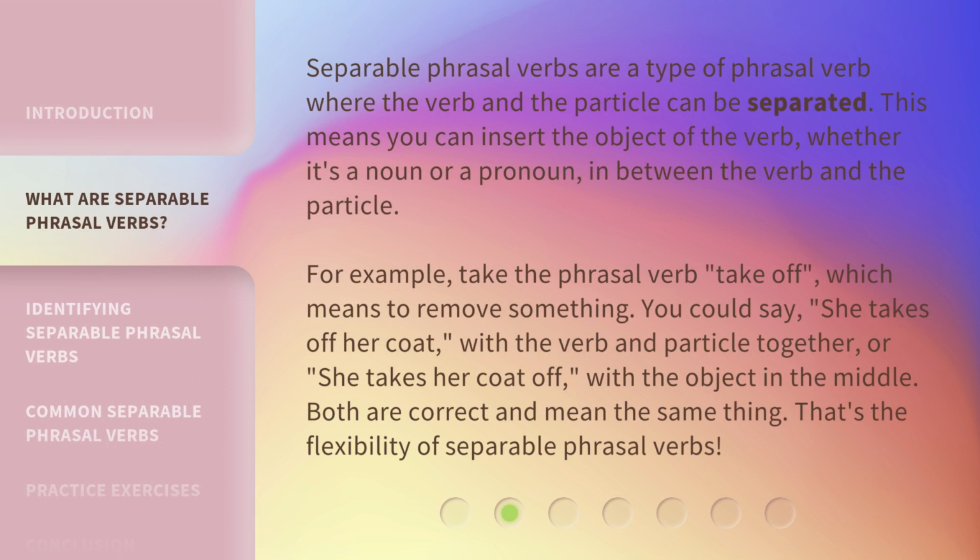Separable phrasal verbs are a type of phrasal verb where the verb and the particle can be separated. This means you can insert the object of the verb, whether it's a noun or a pronoun, in between the verb and the particle. For example, take the phrasal verb, take off, which means to remove something. You could say, she takes off her coat, with the verb and particle together, or, she takes her coat off, with the object in the middle. Both are correct and mean the same thing. That's the flexibility of separable phrasal verbs.